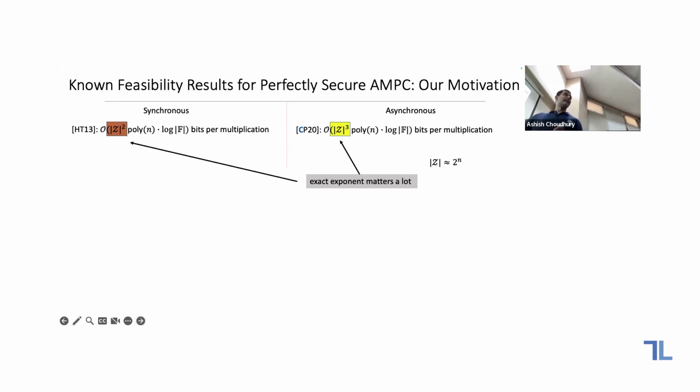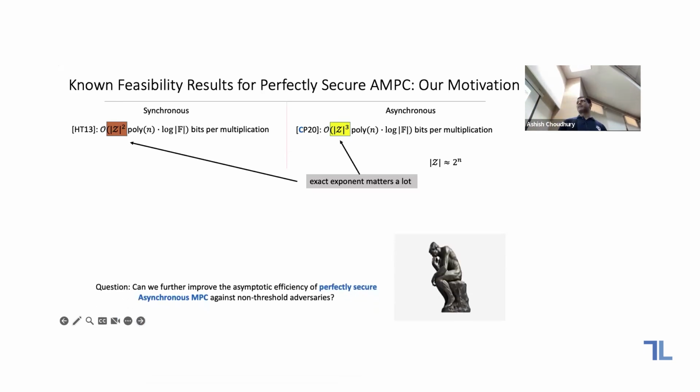Because in general, the size of the adversary structure itself could be exponentially large, because you are basically listing down the subsets of potentially corrupt parties. And in general, the size of the adversary structure could be as large as the power set of the set of parties. So the exact exponent indeed matters here. And that is precisely the main motivation of our work.